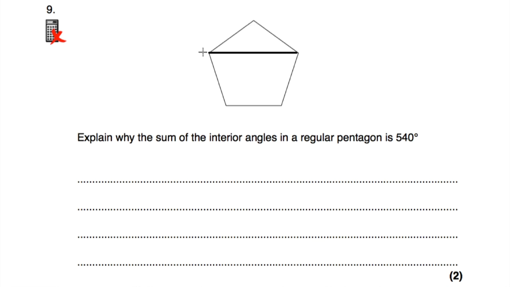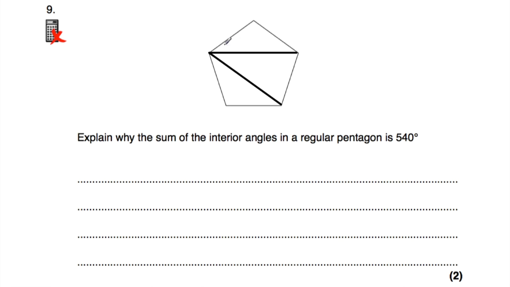It's already connected to this one, and it's already connected to this one. So I'm going to connect it up to that one, and I'm going to connect it up to this point here as well. So I'm just going to join lines joining that point to that point and that point to that point. And as you can see, we've formed three triangles. We've got this triangle at the top, we've got this triangle here, and we've got this triangle at the bottom.